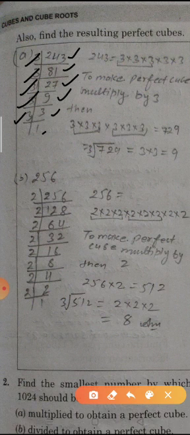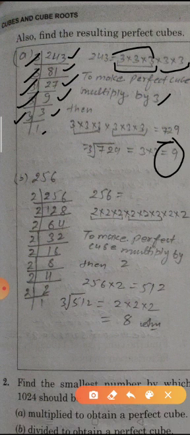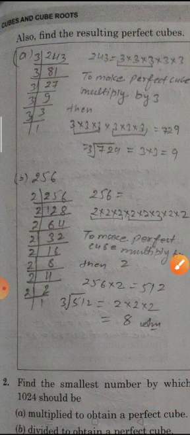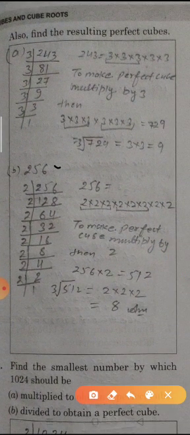Number of 3 groups. So here one group is complete and one pair is less to complete. So to make a perfect cube we multiply by 3. After multiplying by 3 we get 729. So it is the perfect cube of 9.